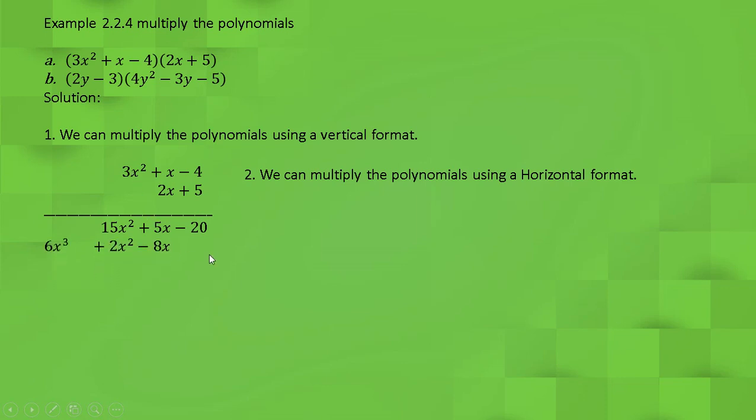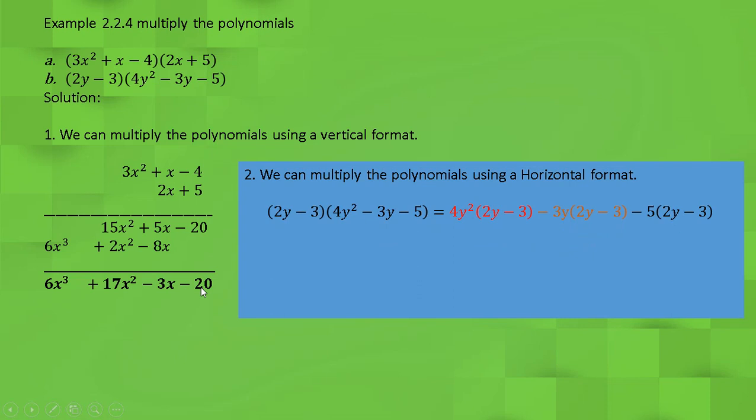And then move to the left. That's 2x times negative 4, that's negative 8x. 2x times x, that's 2x squared. And then 2x times 3x squared, so 6x cubed. Then we add: positive 15 plus 2, that's positive 17x squared. Positive 5 plus negative 8, that's negative 3x. And then bring down negative 20.